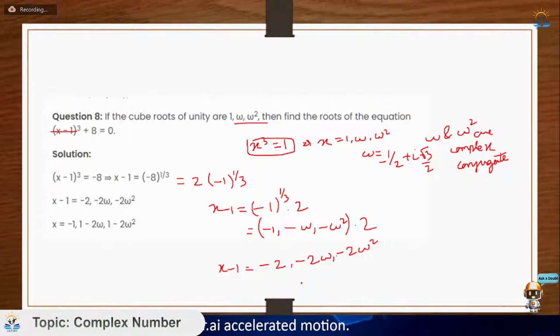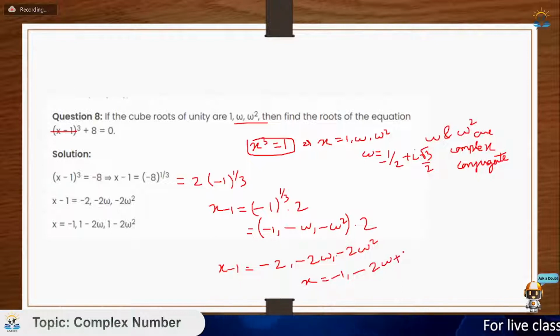So from here I can find the roots of x. I will take minus 1 to that side. So I will get x equal to minus 2 plus 1, minus 2 omega plus 1, and minus 2 omega square plus 1.